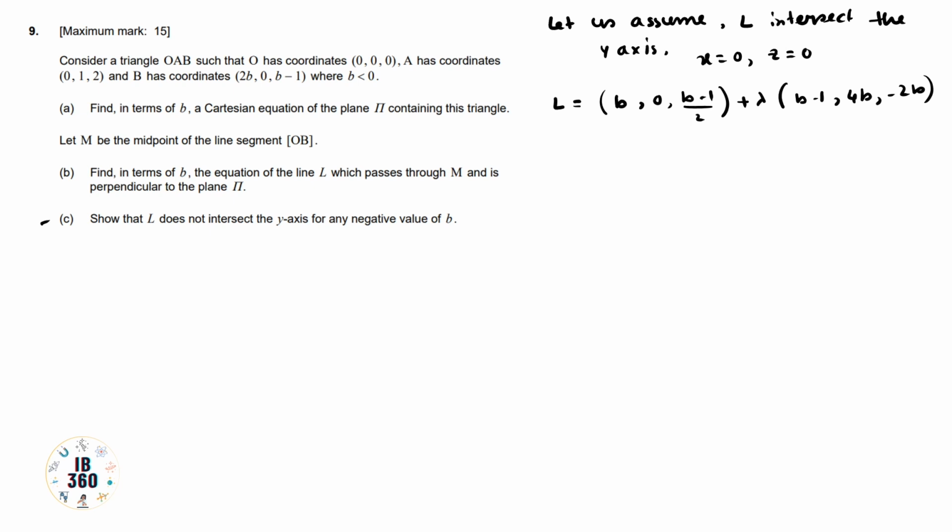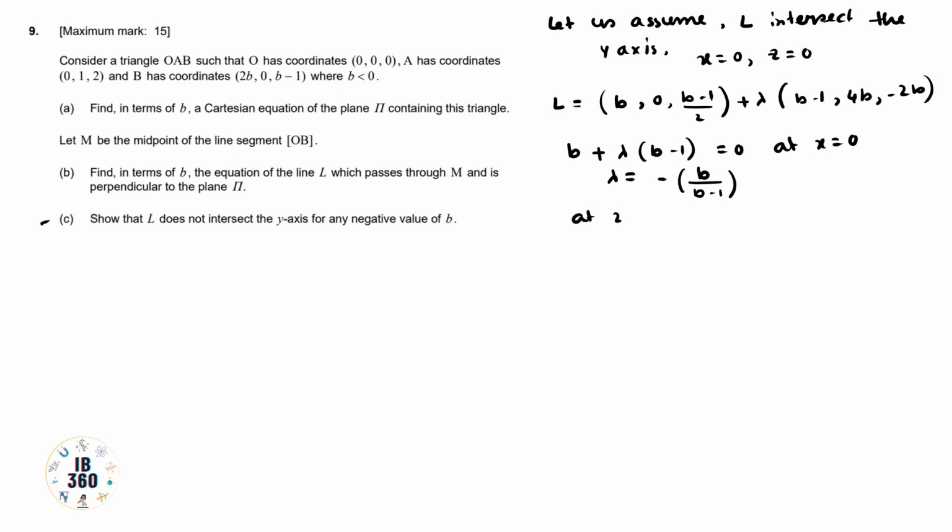So if we do that, the x value is 0. So if the x value is 0, then we are getting b plus lambda into b minus 1 equals 0 at x equals 0. So we are getting lambda equals minus b by b minus 1.